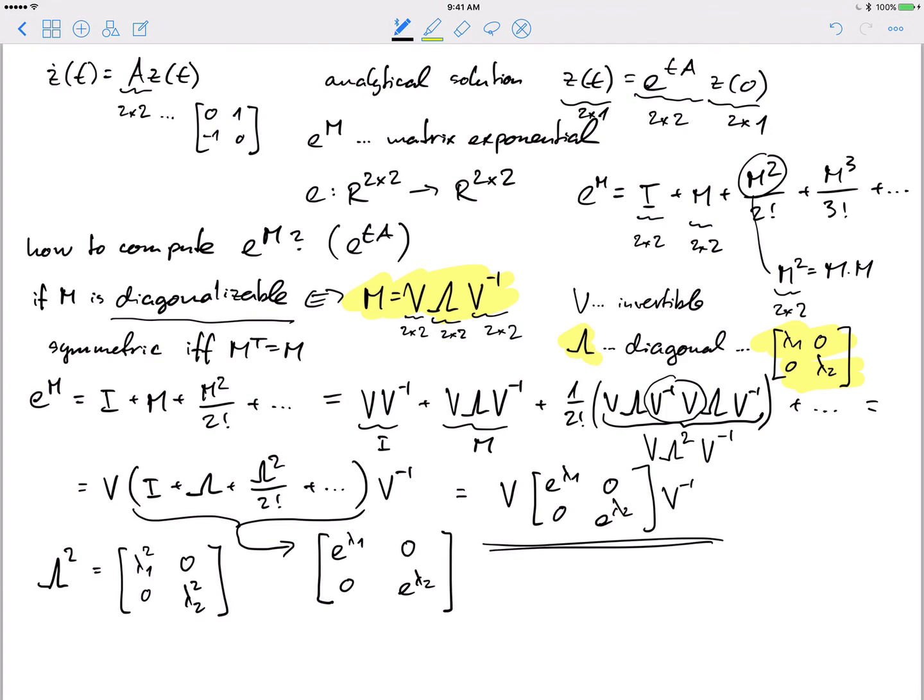So now computing this, if you know what lambda 1, lambda 2 is and what V is, that's a joke, right? Because computing the exponential, that's a simple matter of calling one function. So the scalar exponential is no problem. The matrix exponential is a bit of a bigger problem.